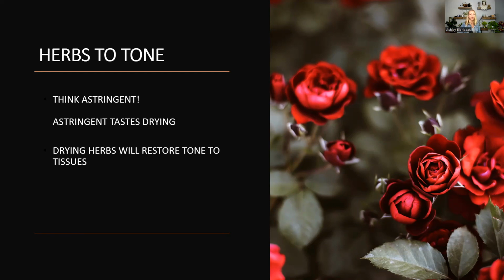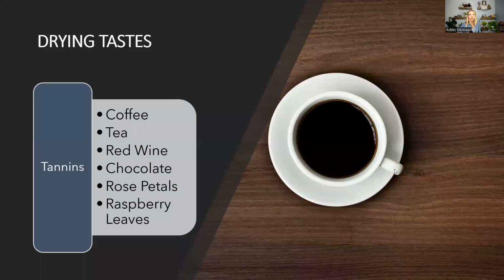And these drying herbs will restore tone to the tissues. And because we've been talking about chemistry in this series, we're going to talk about tannins. So the tannins are the phytochemical responsible for this drying taste. Maybe when you were thinking about things that dry out your mouth, you thought about coffee or black tea or red wine. Those are all the very common ones that a lot of people say, oh yeah, that's okay. The way that I feel after I've had a few glasses of red wine, my mouth feels dried out. The next day, my skin's really dried out. That is because of the tannins.